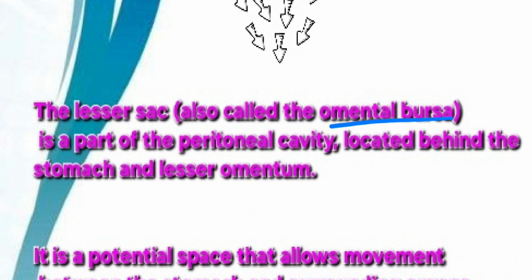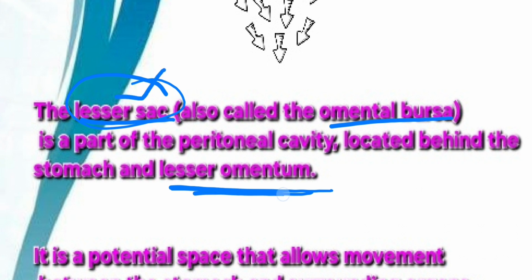First we have to know the difference between the lesser sac and the lesser omentum. The lesser omentum is a fold of the peritoneum, whereas the lesser sac is a part of the peritoneal cavity. In the sense, the lesser sac is a cavity in the peritoneal cavity, whereas the lesser omentum is the peritoneal fold. This is the major difference. In this video we are going to see about the lesser sac.